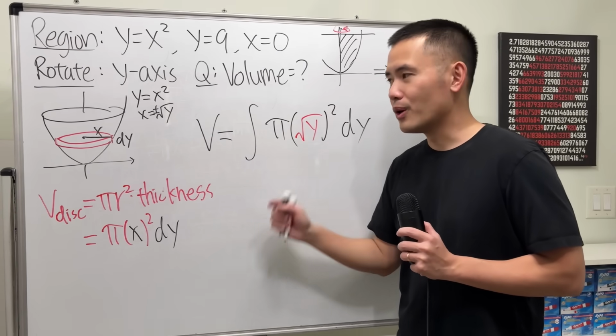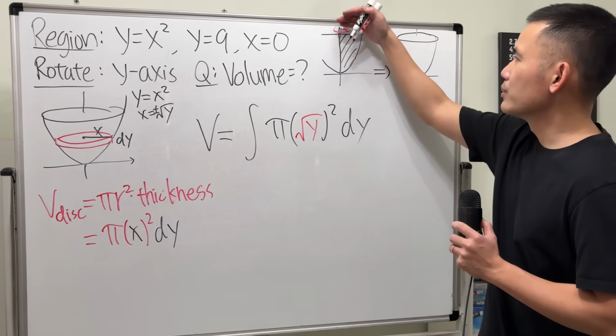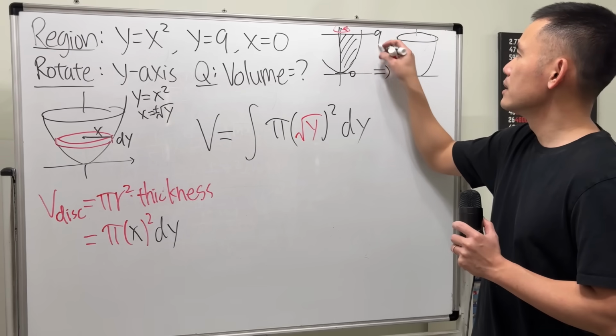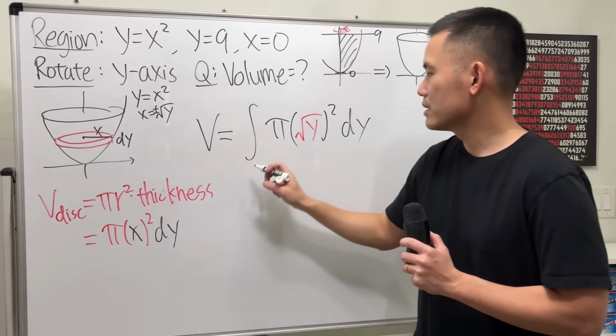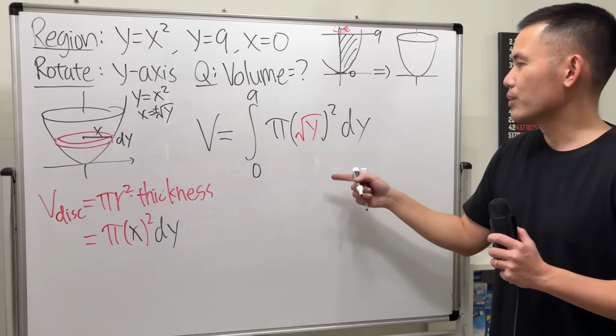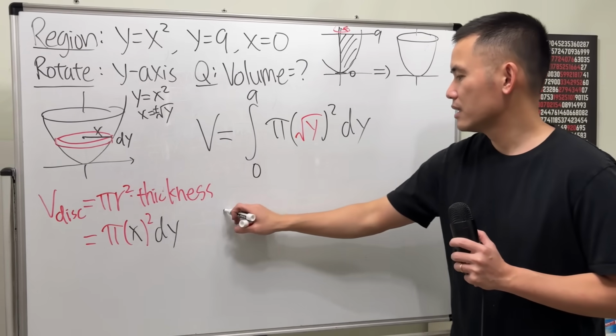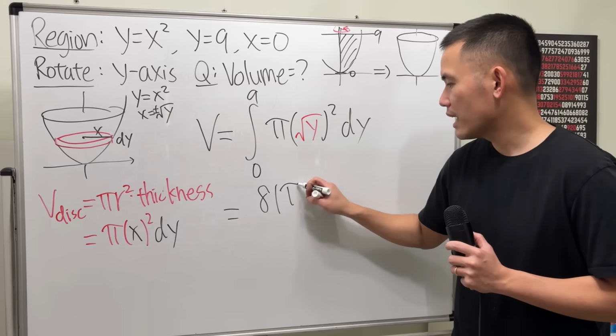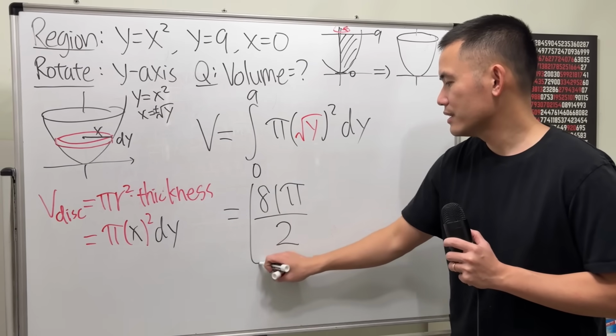We are in the y world. It goes from 0 to 9. You can look at this, or you can look at this, doesn't matter. Alright, work that out, do that in your head or whatnot. You are going to get 81 pi over 2. Not so bad.